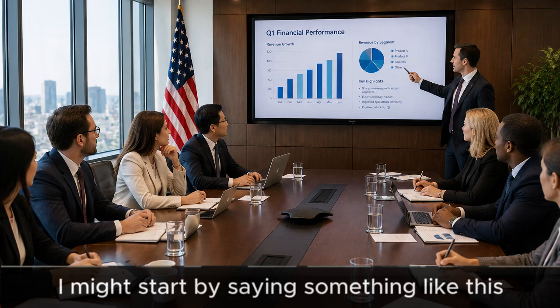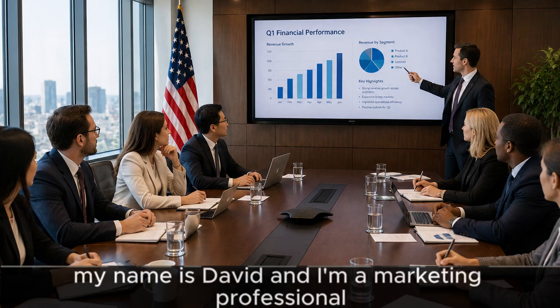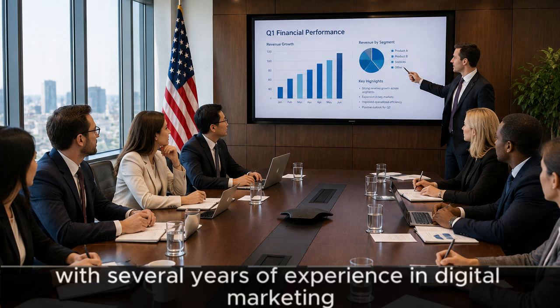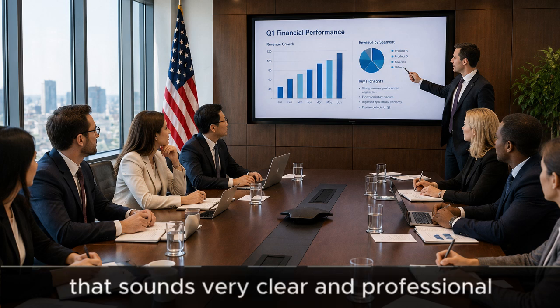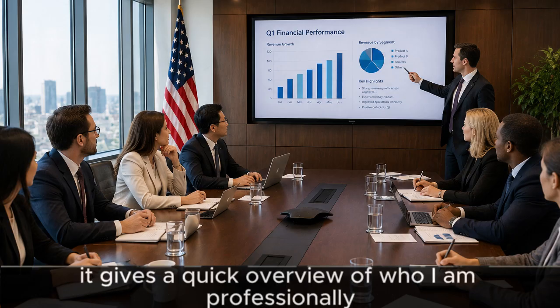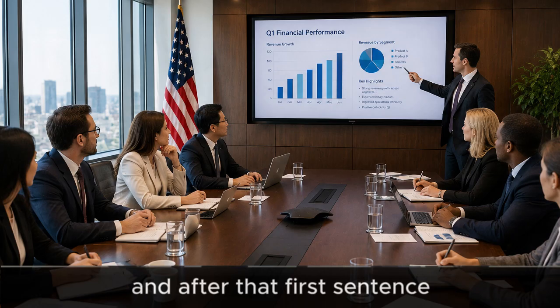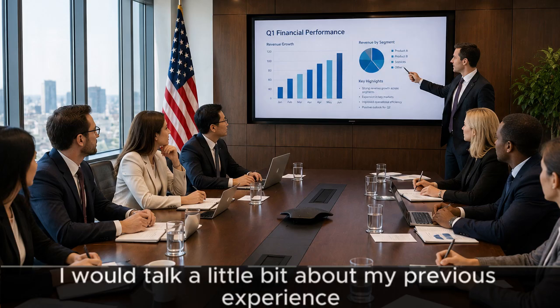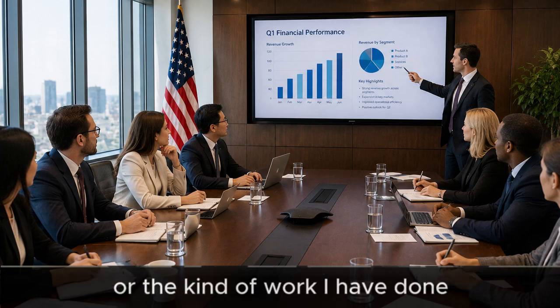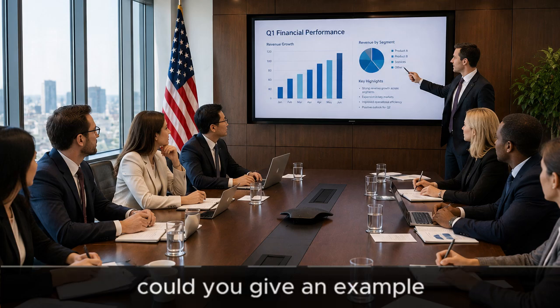I might start by saying something like this. My name is David, and I'm a marketing professional with several years of experience in digital marketing and brand development. That sounds very clear and professional. Thank you. It gives a quick overview of who I am professionally. And after that first sentence, what would you talk about next? Next, I would talk a little bit about my previous experience or the kind of work I have done. Could you give an example?